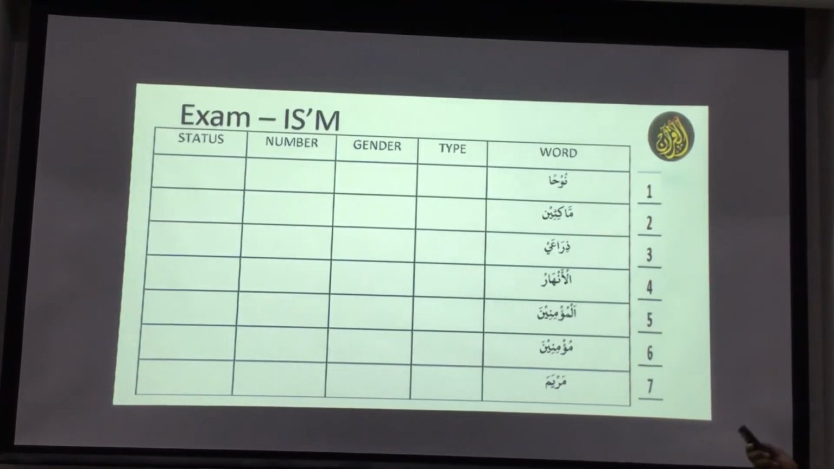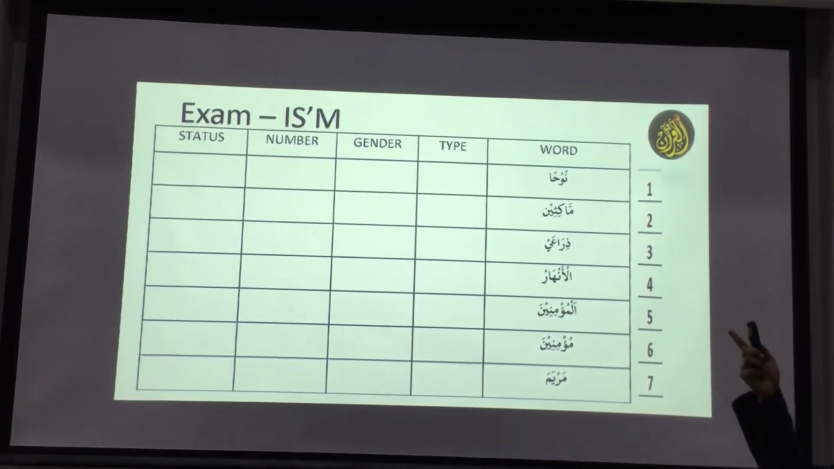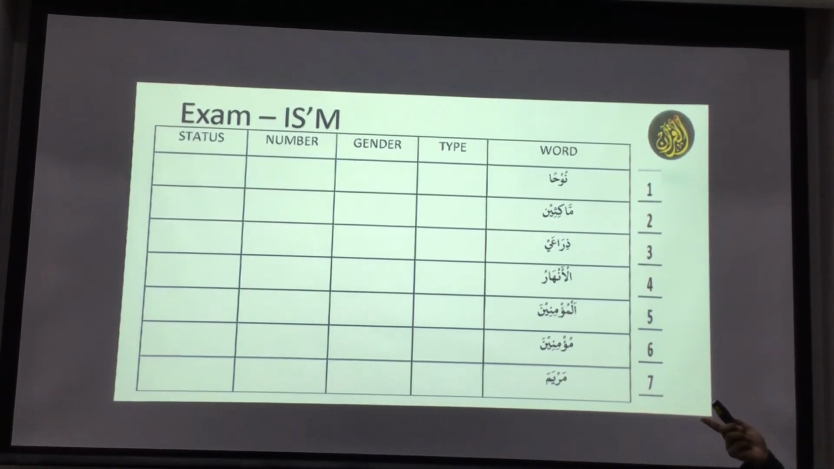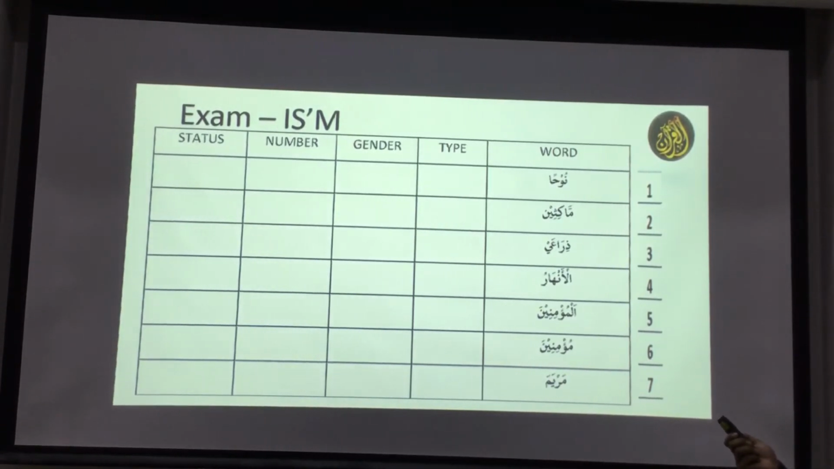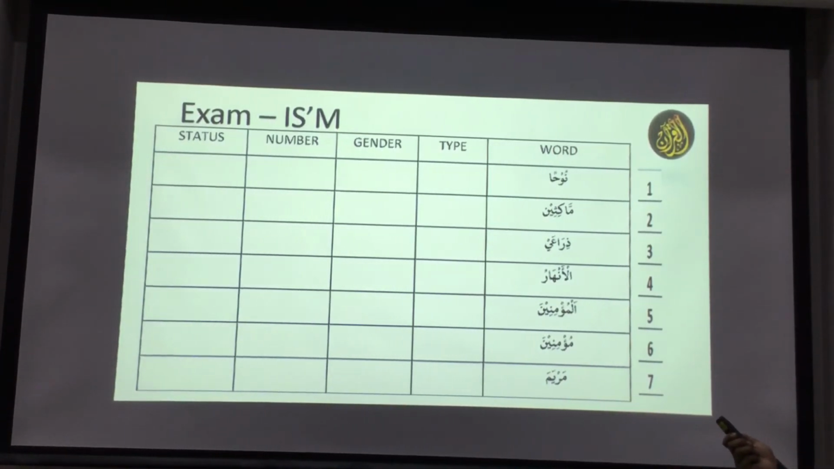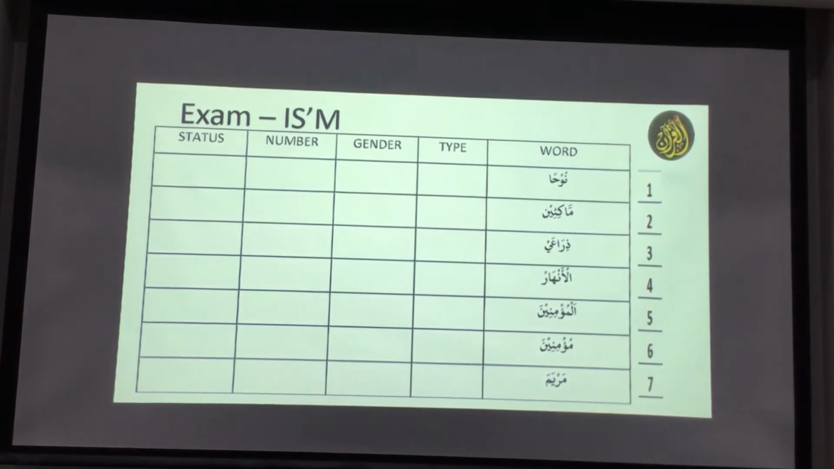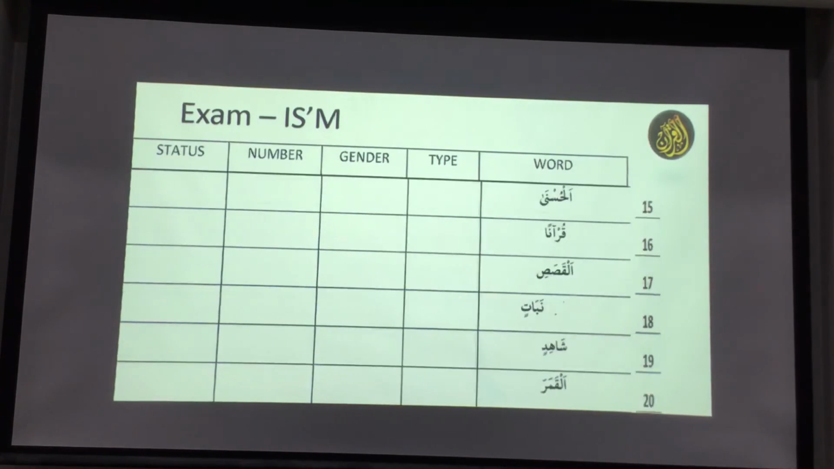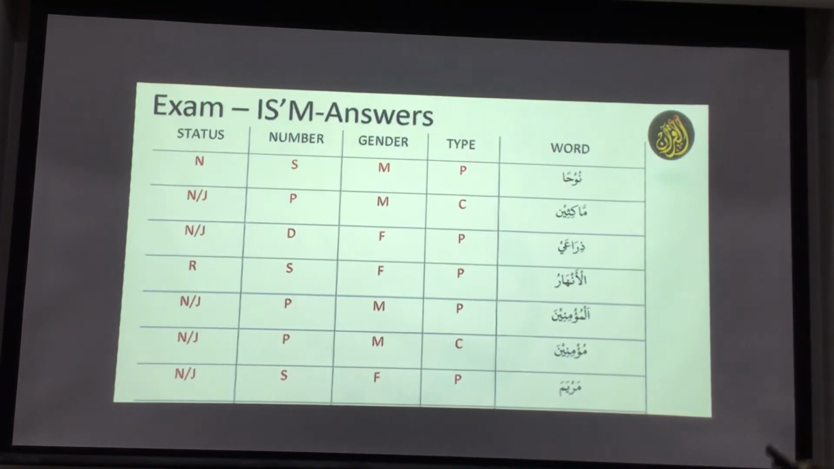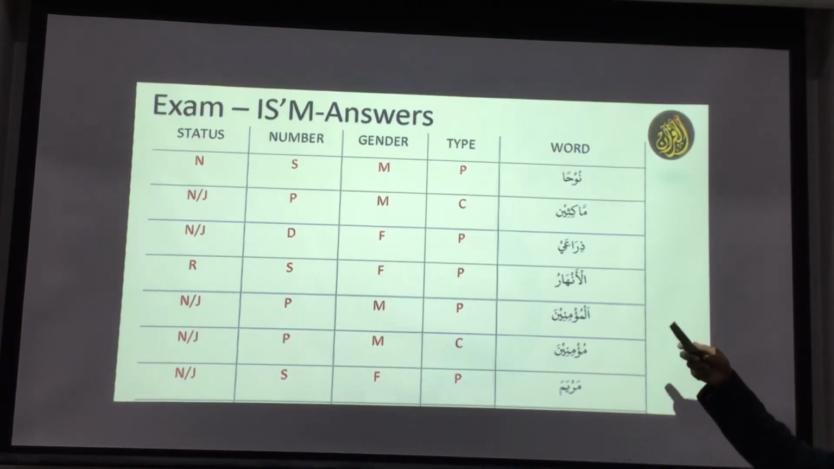I think these were the words that we want to find: status, number, gender, and type. We had 20 words, I believe, right? We have 20 words in the exam, so we just wanted to see how we can define these ones. Yeah, 20 words we had. So these are the answers. If you have any confusion, then we can just go through them.